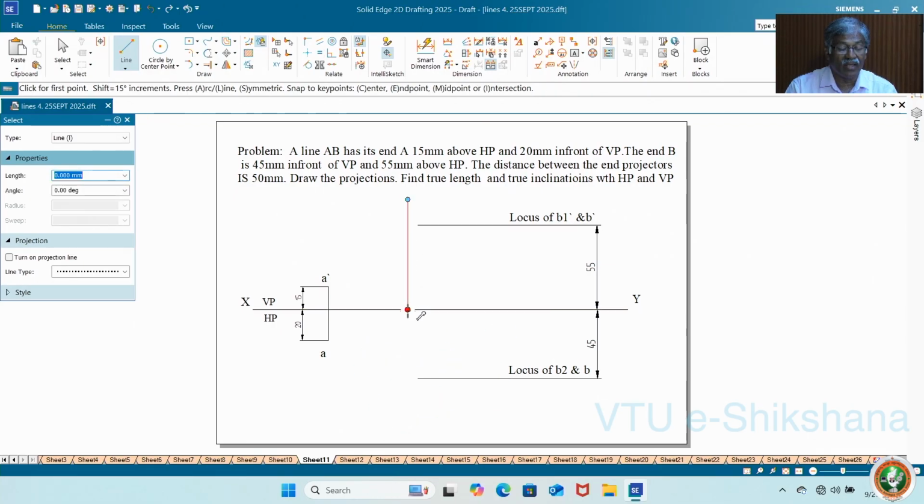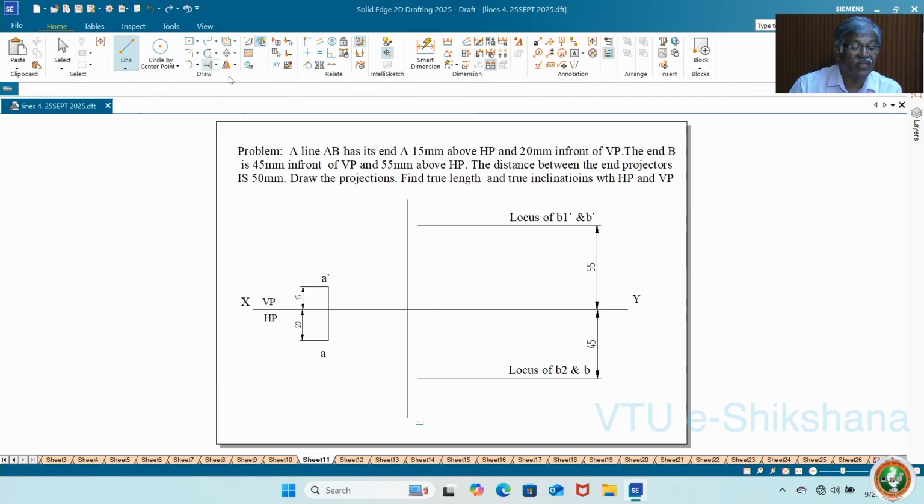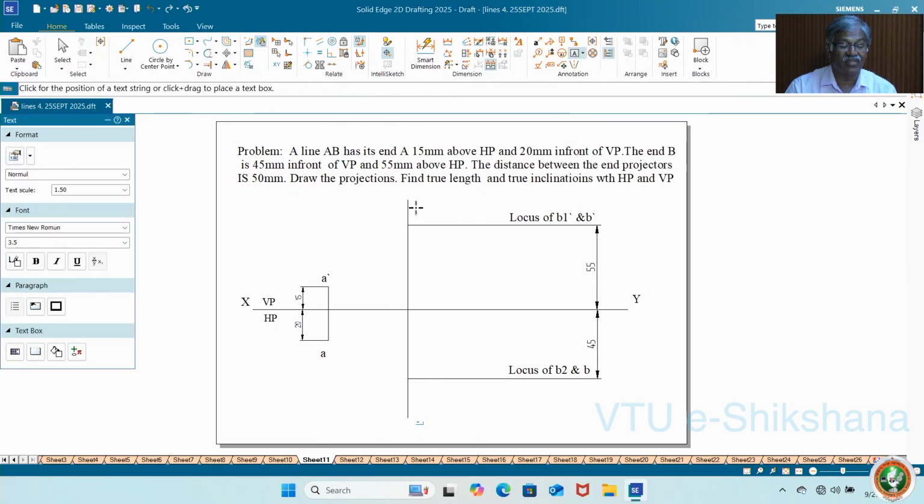See here, you can keep vertical projector, end projector of B. I will introduce one extend to next. See, I am interested to extend this up to this one. Yes, you can just select this, touch this, you will get. This point is B dash. This point is B. So you need not draw the extension, I mean one more line and get intersection and do it. This is how you learn the various functions and commands. So this is B dash and this is B.